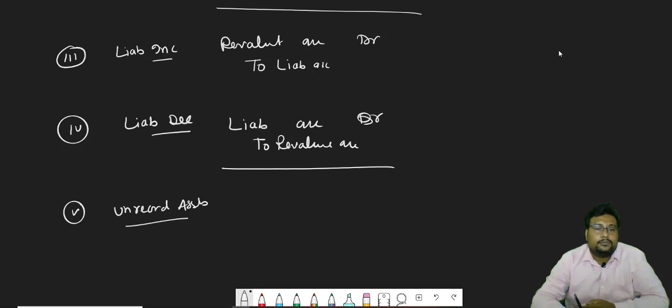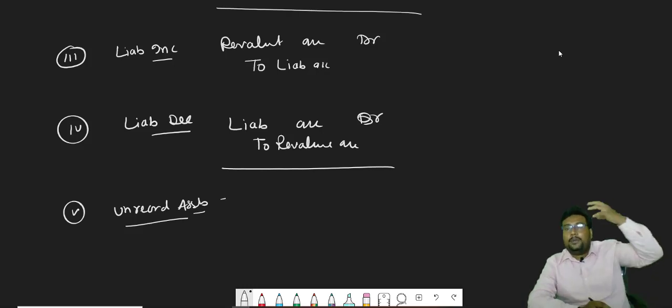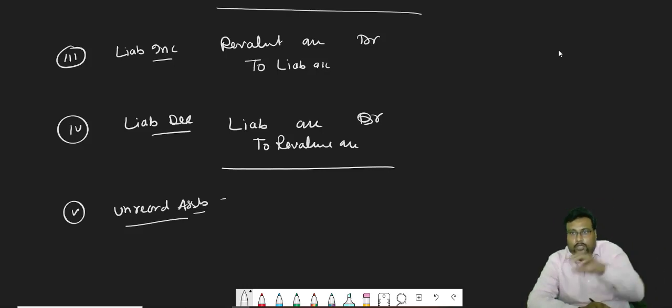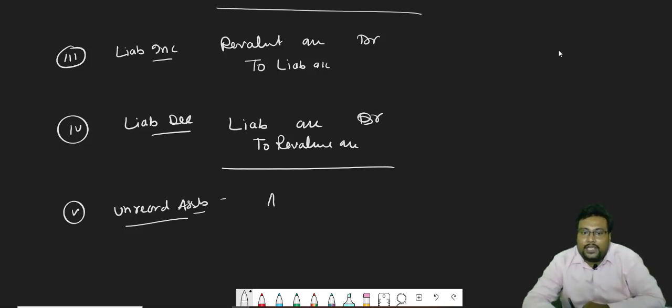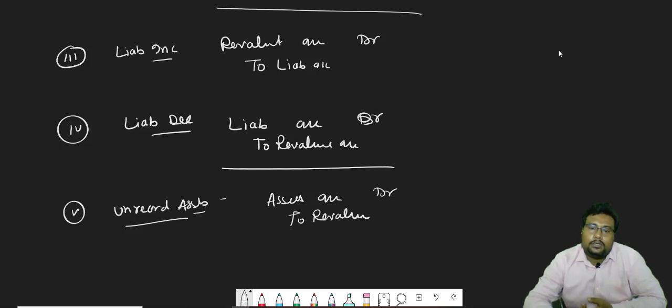Fifth one, when we have any unrecorded assets. When we have unrecorded assets, it is very simple, beta. Assets are coming into the business because it is not yet recorded, and assets are debit. That's why we will write assets account debit, and that is our profit. When it is our profit, it will be recorded on the revaluation account credit side.